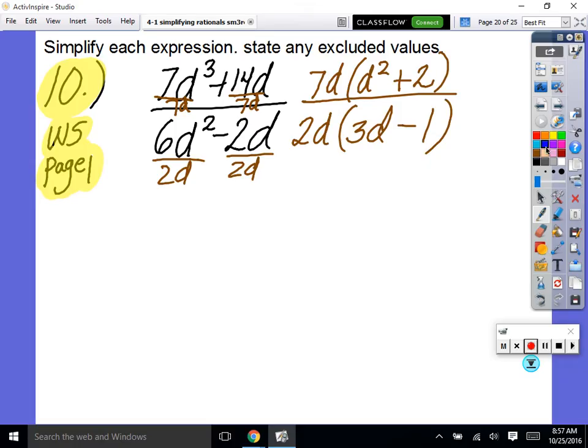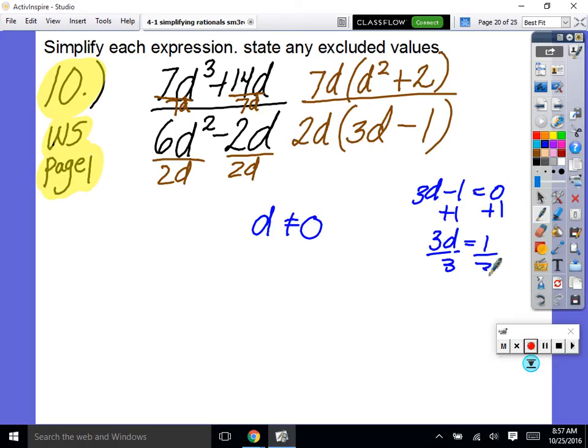So whenever the bottom could equal 0, if d is 0, 2 times 0 is 0, right? You understand. So d cannot equal 0. And also set 3d minus 1 equals 0 and solve. So wouldn't that be 1/3? Add 1, divide by 3, right? So d cannot equal 0 or 1/3.